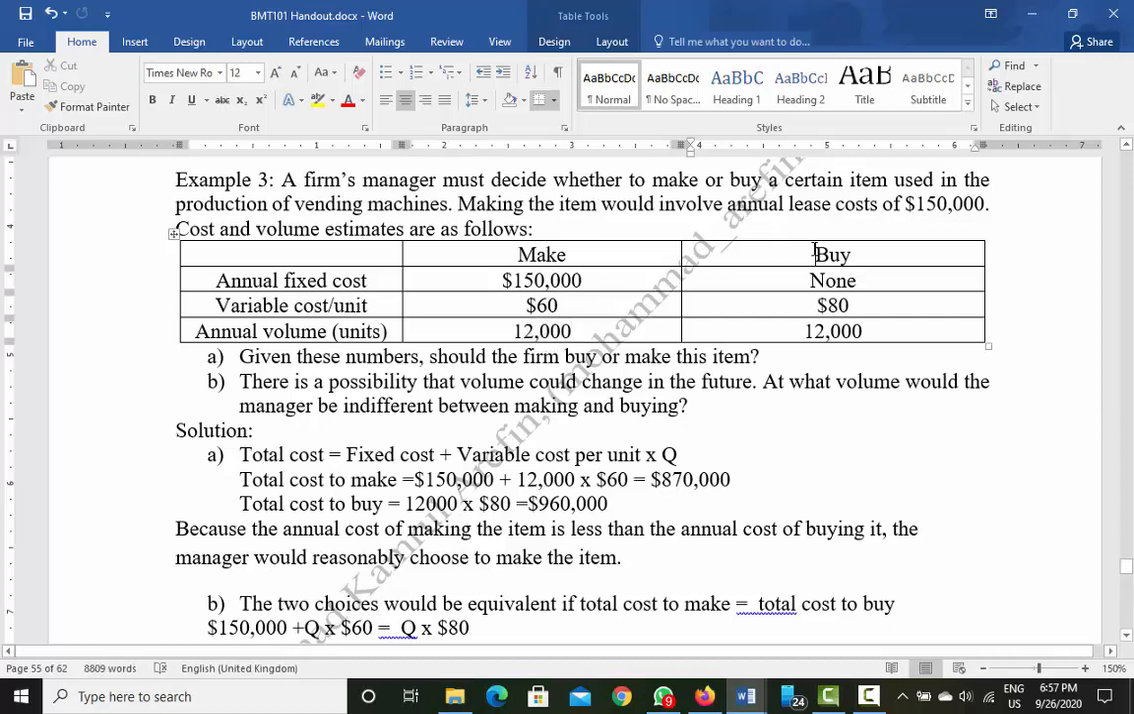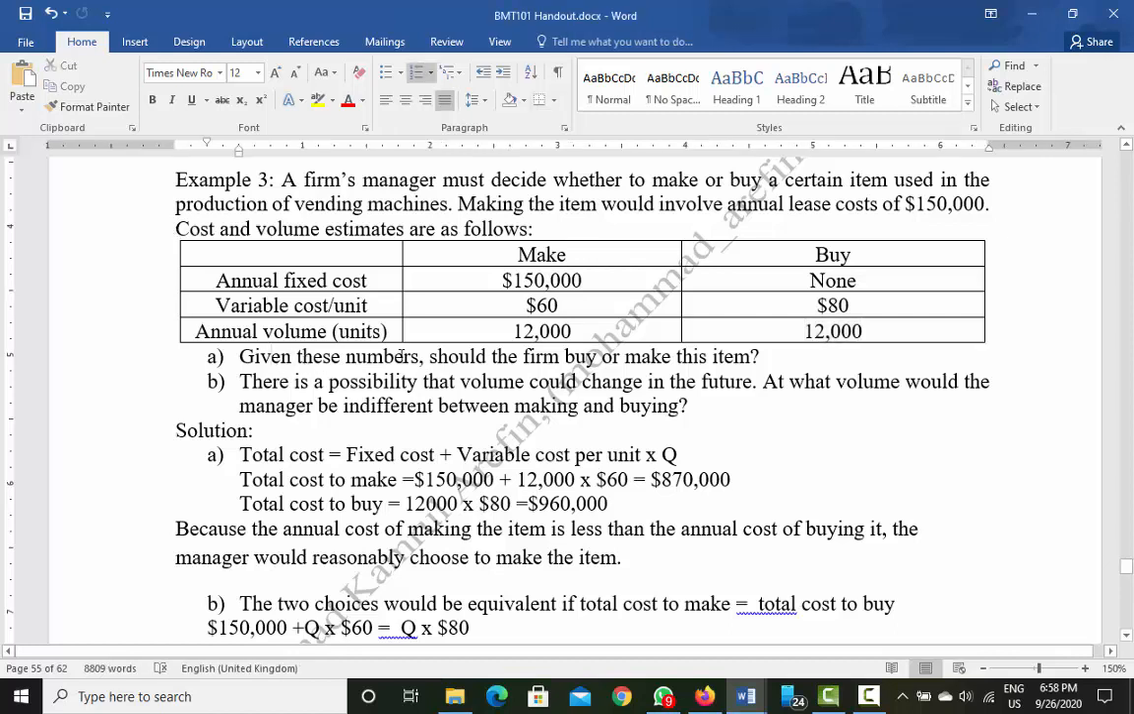So if they buy, obviously there is no fixed cost, because if they buy from the outside market, they don't have to pay anything for fixed cost, only the price of the equipment, and the price of the equipment is $80. So if they buy only 1 unit, it will be $80. If they buy 2 units, it will be 80 multiplied by 2, that is $160. So if they buy more units, it will be multiplied accordingly. So this is the variable cost per unit if they buy. They need 12,000 units annually.